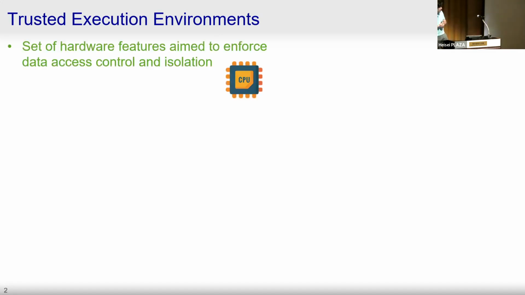So let's quickly recap this idea of trusted execution environments. It is RWC after all, but I want to set some baseline. It's a set of hardware features aimed to enforce data access control and isolation, integrity and confidentiality at the hardware level. So rather than using some crypto protocols to get these properties, instead we're going to rely on the CPU itself to guarantee that for us.